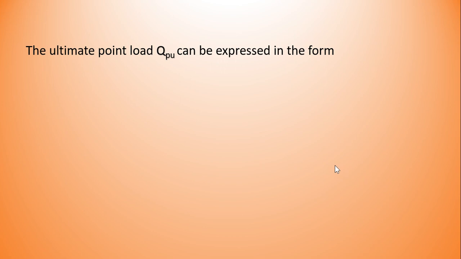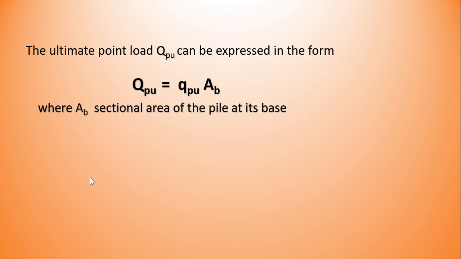The ultimate point load QPU can be expressed in the form QPU is equal to qpu AB. We know load is equal to stress into area. This qpu is the stress, into area. If it is a circular pile, the sectional area of the pile at its base will be pi d square by 4. This AB is the sectional area of the pile at its base.